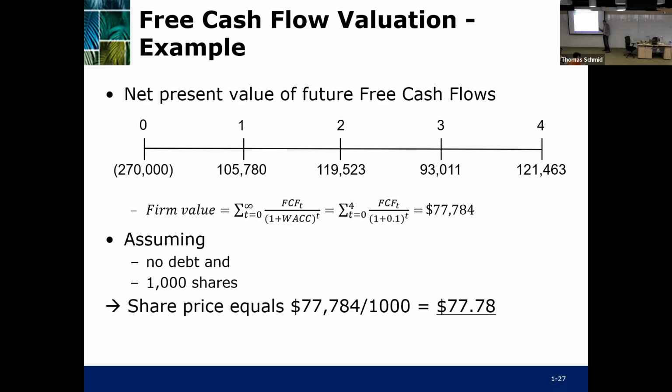You try to predict the components of the free cash flow. Then you calculate the free cash flow in the future periods. You discount to today's value using the WACC, and this is your entity value.